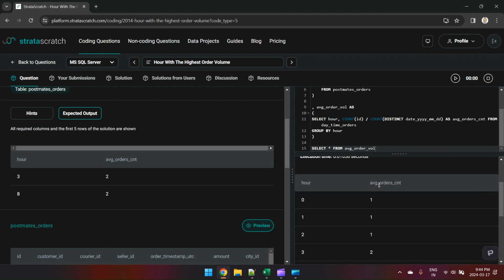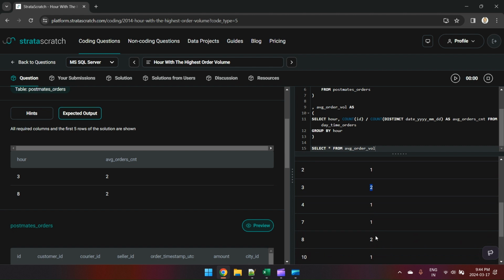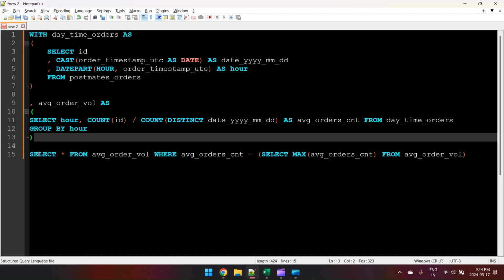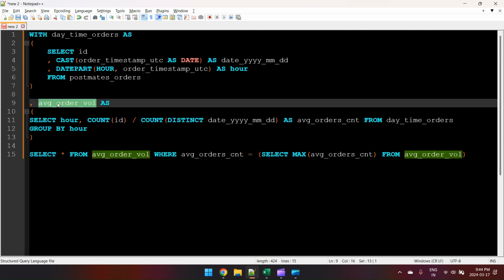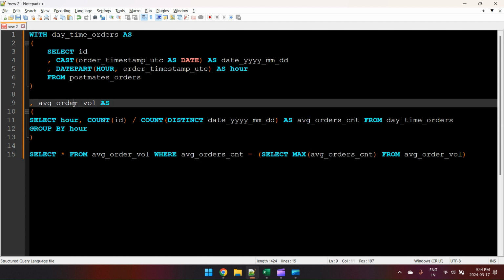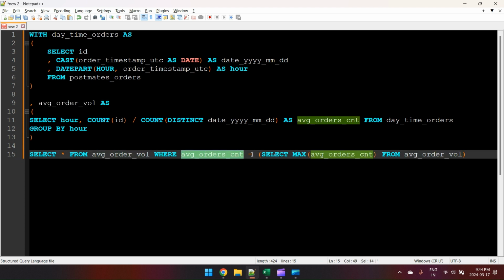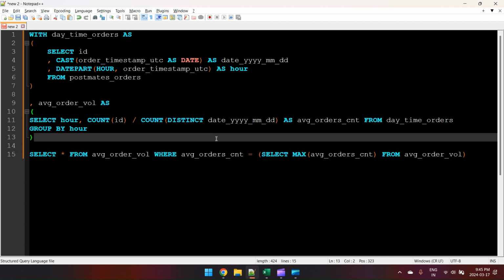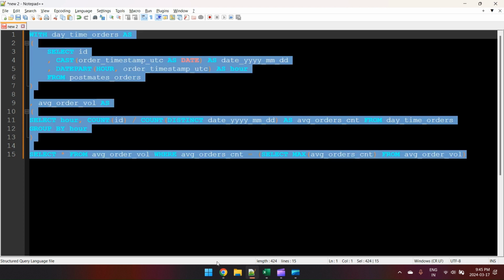what it would look like is this. For each hour, it gives the average orders count. You see here, for the hour 3, the average orders count is 2, and then again for hour 8, the average orders count is 2. For the others, it's 1. So going back to SQL, this final select statement outputs everything from the second CTE, but applies a where condition, or a filter condition. It says the average orders must be the maximum of the average orders. Since the maximum is 2, it is basically saying select everything from this CTE where the average orders count is 2.